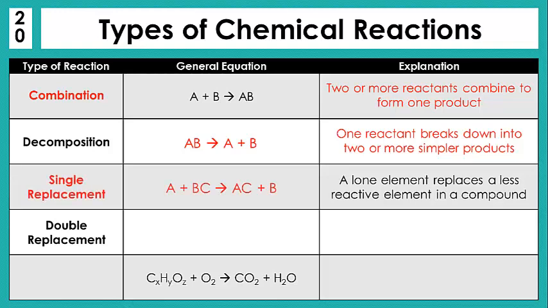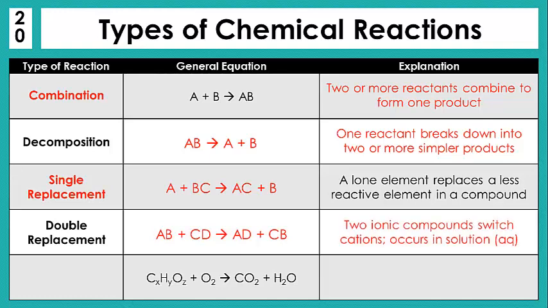For the next one, I'm told that a lone element replaces a less reactive element in a compound. So this is going to be a single replacement reaction, which we just saw with the activity series. So A is able to replace B in the compound only if A is more reactive than B. Next is double replacement. So this is going to occur between 2 ionic compounds that switch cations, and this occurs in aqueous solution. So they're kind of like switching dance partners. So instead of A with B, now A is with D and C is with B.